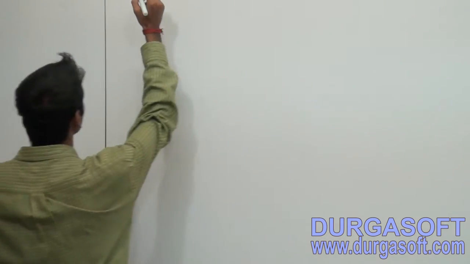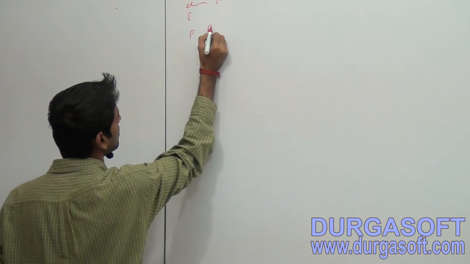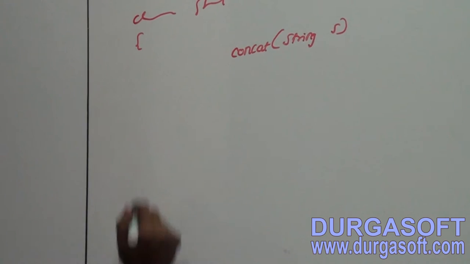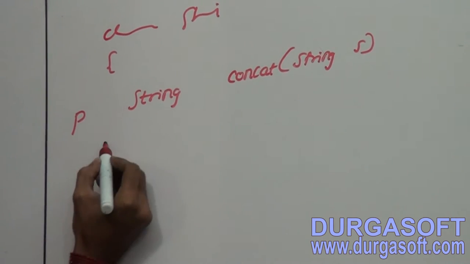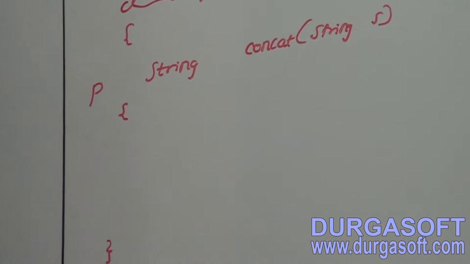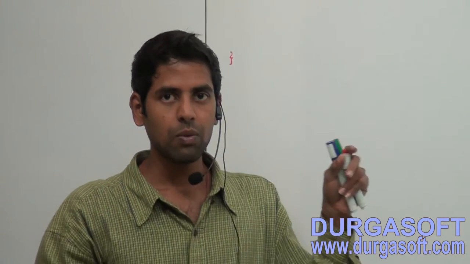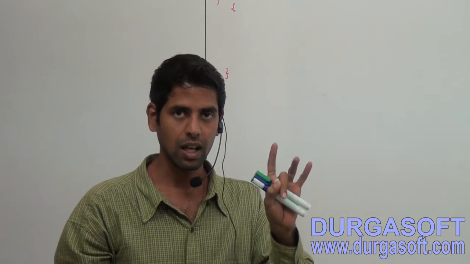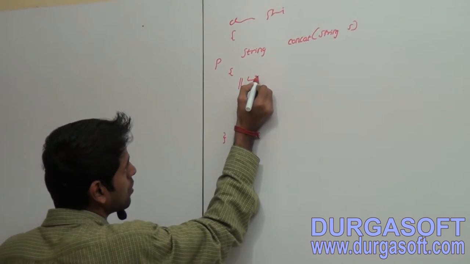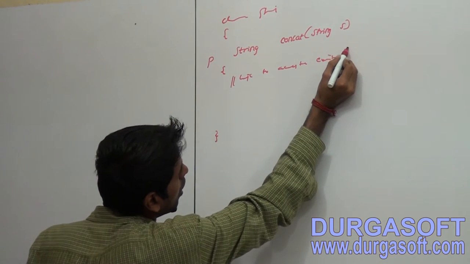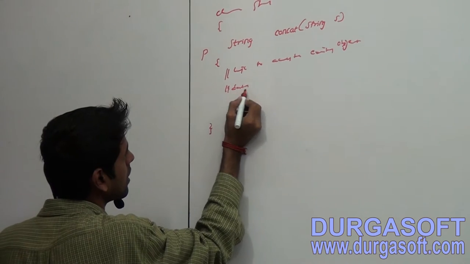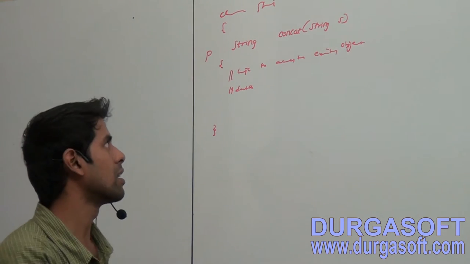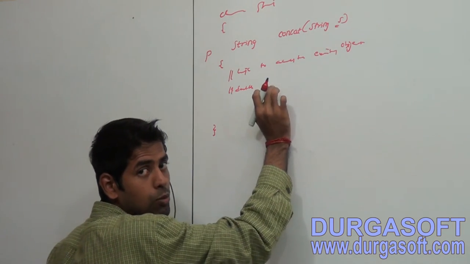Within this concat method of the string class, the return type is a string. Public string, it is returning a string object. Within this method we have the logic that will access the existing object data. What is the existing object? I will let you know. This existing object data will be added with the argument string object data.